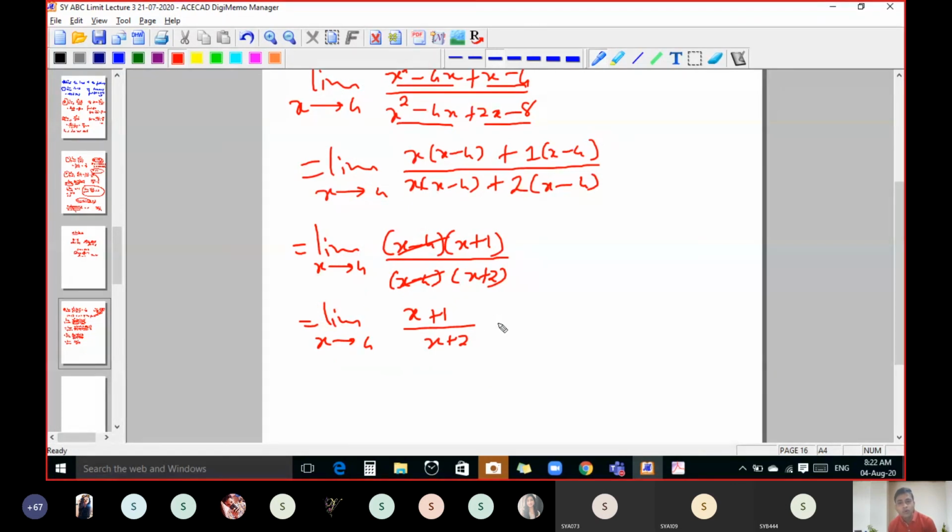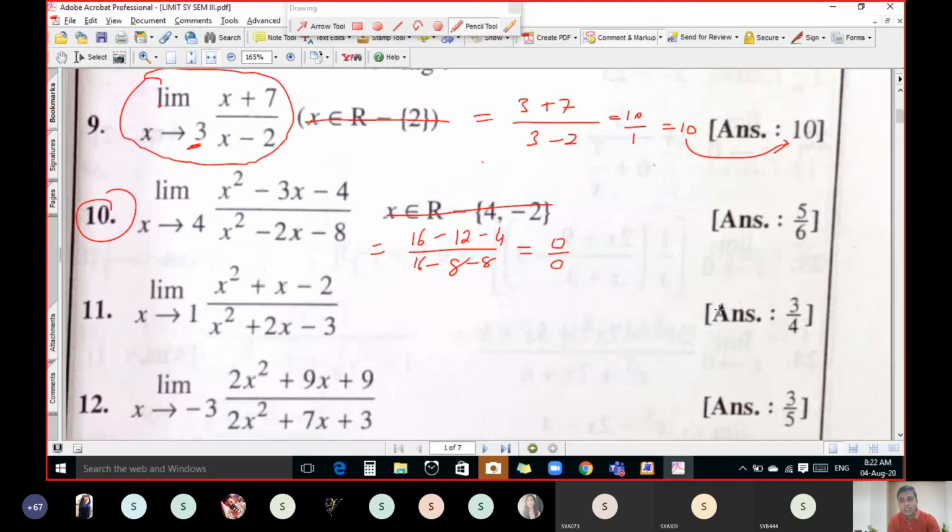And now here put x equal to 4. So what do we get? 4 plus 1 upon 4 plus 2. And 4 plus 1 is 5 upon 6. And it is not 0 by 0. That is why it is the answer. So 5 by 6, that is the answer of this question.